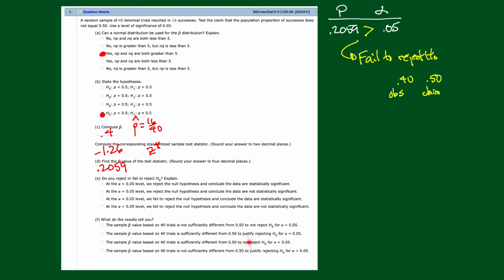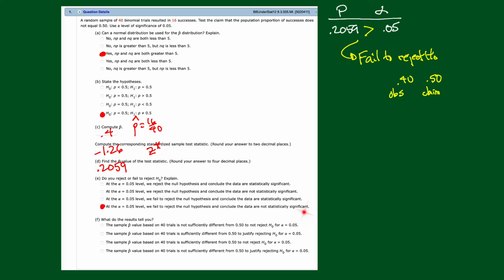So we're not going to go with this one down here. So what's the last one? Oh, we're down here. At alpha equals 05, we fail to reject and conclude that the data are not statistically significant. So if you fail to reject, no significance. If you reject, then they are significant. So let's go with this one here. Now, so what does that mean? We're going with this one, right? That we fail to reject and conclude there's no statistical difference. So we're failing to reject this. So we're essentially going with this.